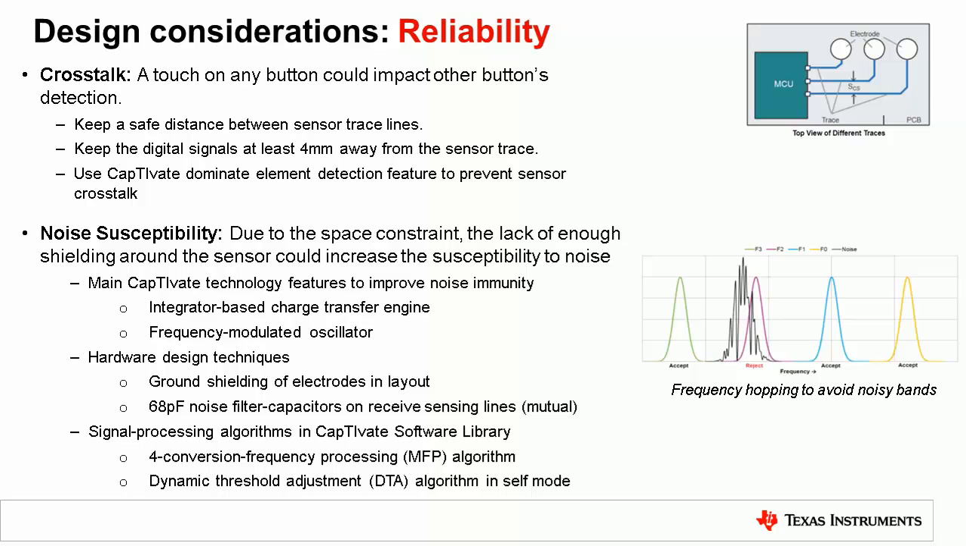I've already gone through the dynamic threshold adjustment algorithm. There's also a routine called multi-frequency processing, or MFP, which causes each sensor node to be measured at 4 different conversion frequencies. This raw data is then used to record a noise level and an observed sensor level that can be used to compare against the set threshold.